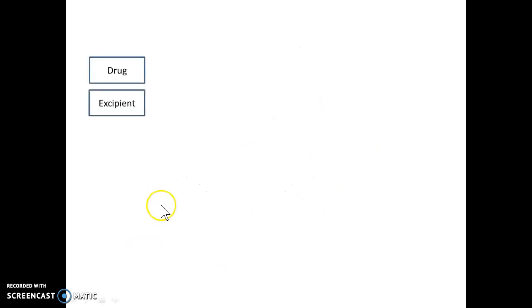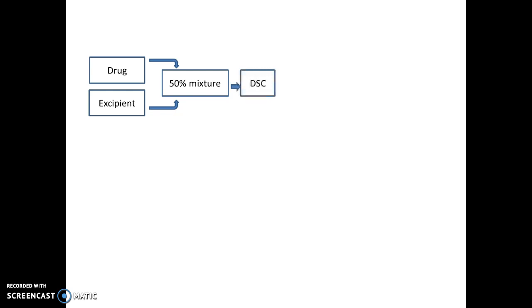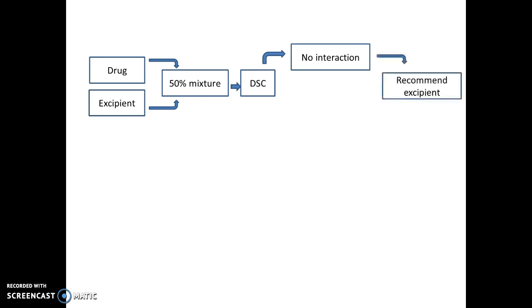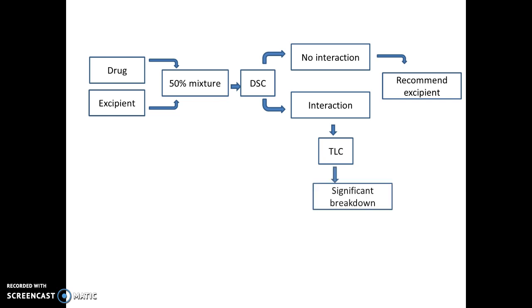So once we select an excipient for the drug based on the type of the dosage form, we take the drug and excipient in equal proportions, that is a 1:1 ratio, and we conduct DSC studies. If there is no interaction between the drug and excipient, then we can recommend the excipient. But if any interaction is found, that is a change in area or a new peak, then we can go for a TLC study. And if no significant breakdown is seen in the TLC studies, then we can recommend that excipient.